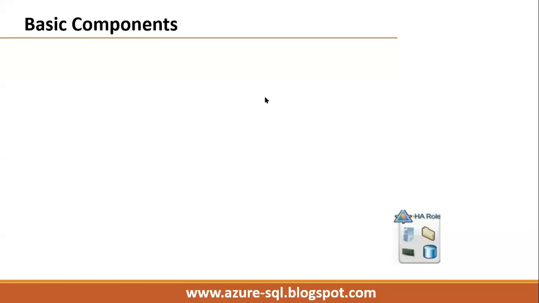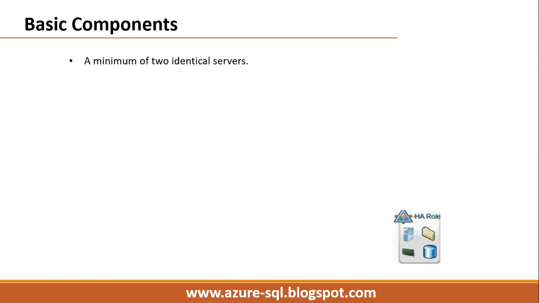Yeah, these are the basic components to configure the two node cluster. Let's take very simple prerequisites. One is a minimum of two identical servers are required. Why are we saying two identical servers?